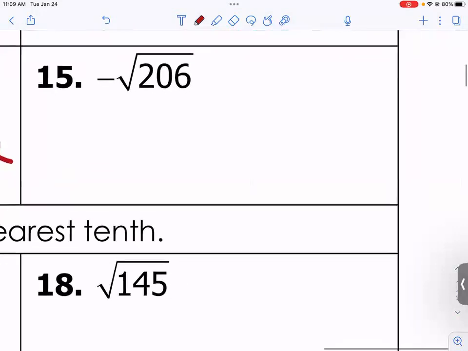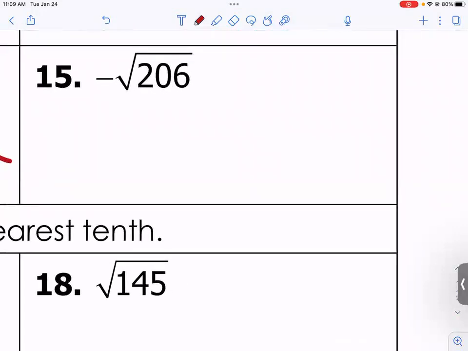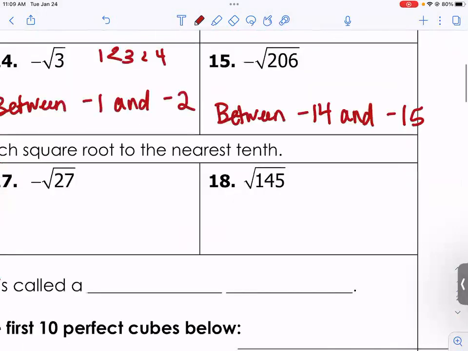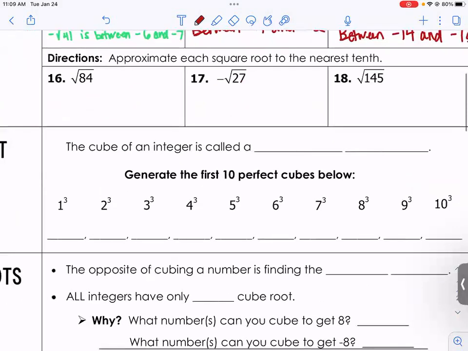All right, Brilia. You're caught up to speed now. What do you think about number 15? Just make sure it's negative. Do we agree with 14 and 15? Okay. Good.